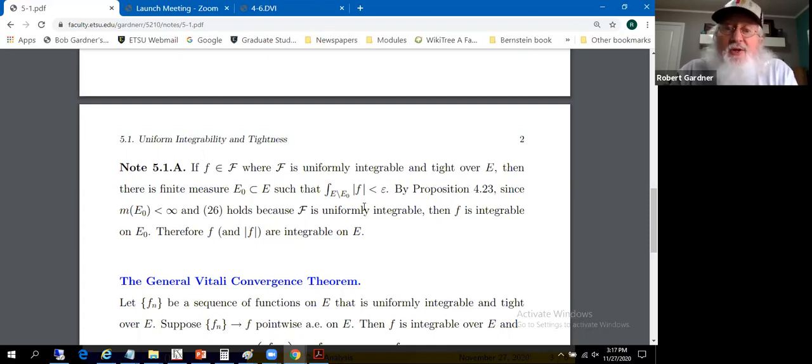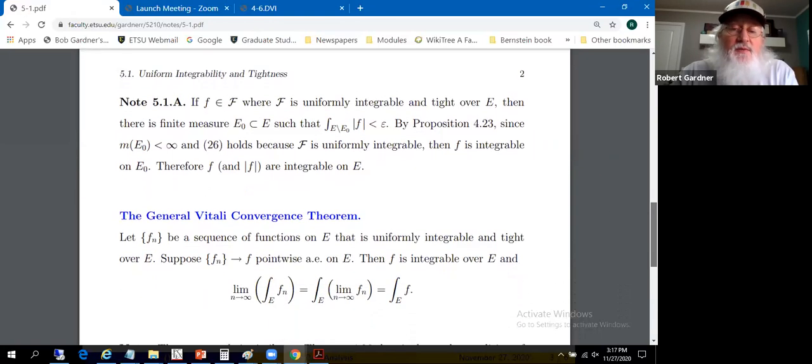It's also integrable over E set minus E sub 0, the remainder of, if you will, the domain of the function. Its integral's even small there. But we've got finiteness if we integrate over E sub 0. We've got an integrable function over E sub 0, and we've got a small integral up here, finiteness there as well. So we can draw the conclusion that function f and its absolute value are integrable over all of set E. Punchline here: uniformly integrable and tight over a set implies integrable over that set.